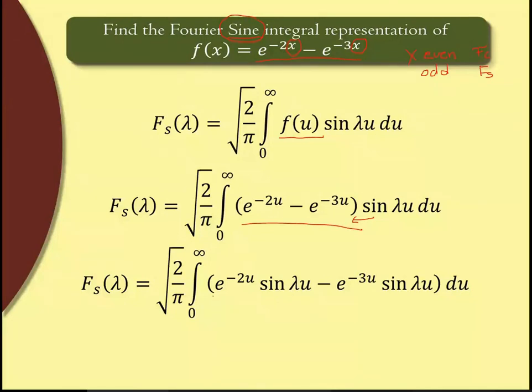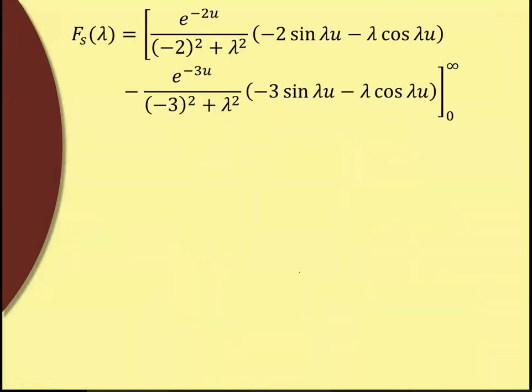And now we know the formula for e raised to ax sine bx. So make use of that standard formula. Instead of x, we have the u term. Instead of a, minus 2, and instead of b, we have lambda. So use the standard formula: e raised to minus ax upon a square plus b square, times minus a sine bx minus b cos bx. Okay, so using the corresponding a and b terms.